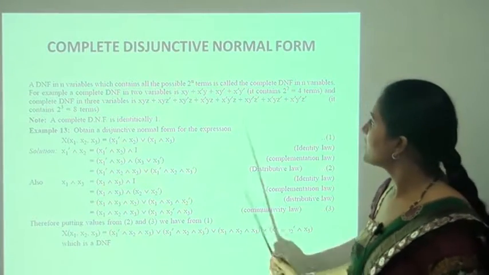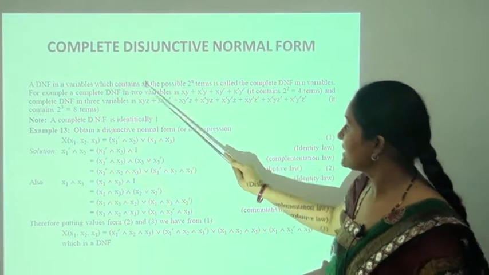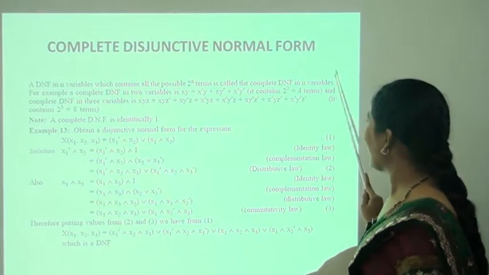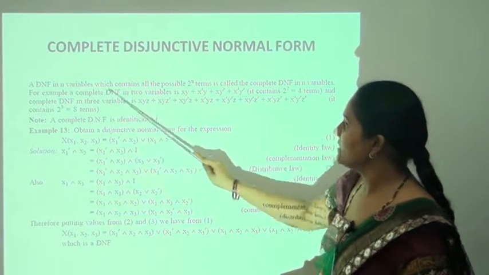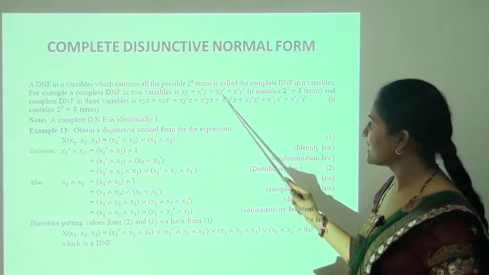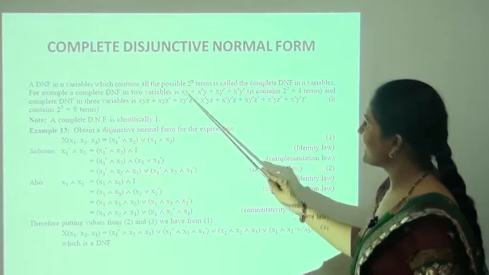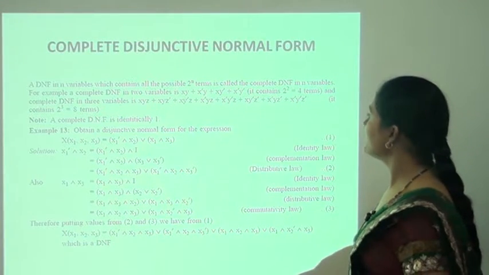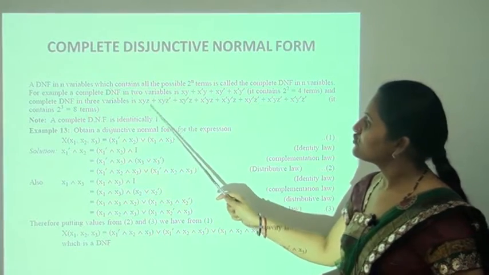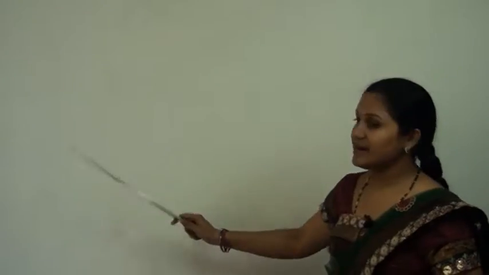Now, the complete disjunctive normal form. A DNF in n variables which contains all the possible 2 to the n terms is called the complete DNF in n variables. For example, a complete DNF in 2 variables is xy plus xy dash plus x dash y plus x dash y dash. It contains 2 to the power 2, that is 4 elements. Here x and y are present, so it contains 4 elements. And a complete DNF in 3 variables has 2 to the power 3, that is 8 elements.